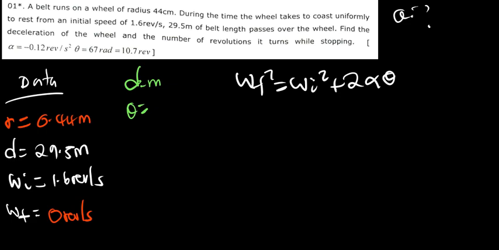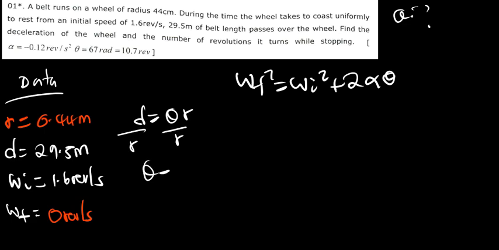So now I gave you those formulas. You remember those formulas? I wrote them here. That's why I said you can't run away from those three formulas. Even if you don't know where they're coming from, just know them by heart. I said d is given by theta times r, and our goal is to find theta. I will divide by r, so theta will be equal to d divided by r. I have everything now. d is 29.5.